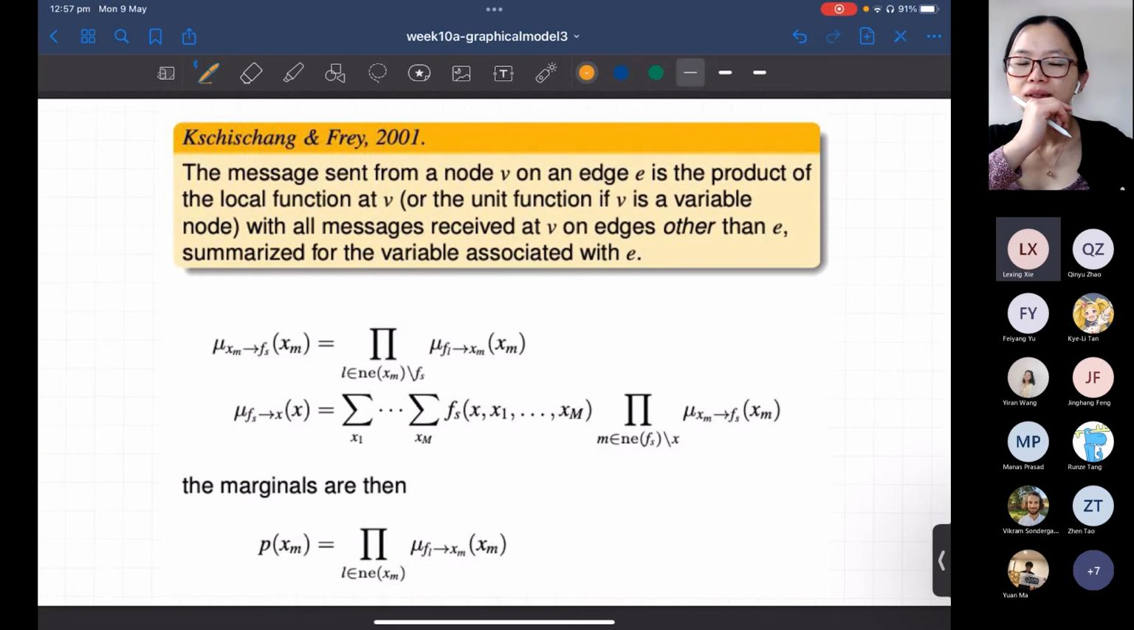So this is a summary of the key theorem from Kschischang and Frey's 2001 paper. Yeah, Qingyu, we'll get to that. Thanks. In a little bit.